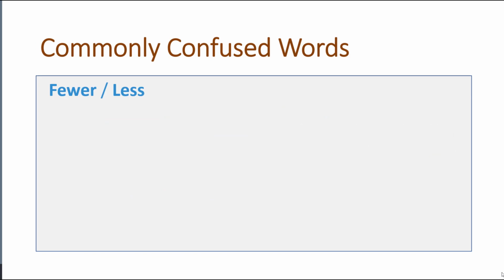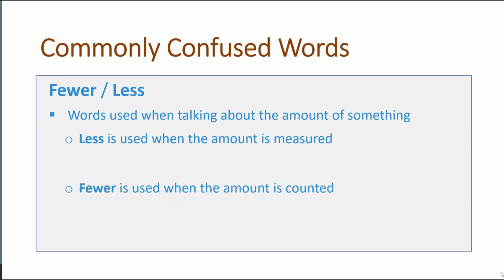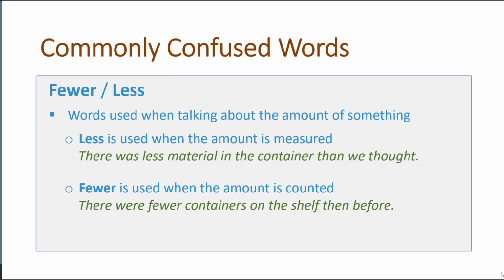Many people mix up fewer and less. It drives some of us grammar nerds crazy. These words are both used when talking about the amount of something. Which one to use depends on whether the item is all one thing or a group of things. To put it another way, less is used when the amount is measured, and fewer is used when the amount is counted. For example, there was less material in the container than we thought. There were fewer containers on the shelf than before. Another example, you would say, we need less water. You would say, we need fewer cups of water.